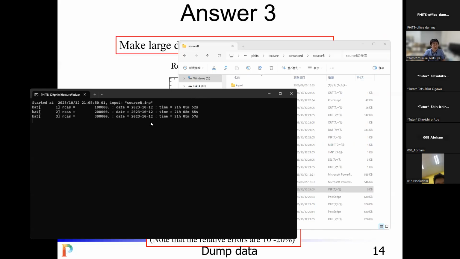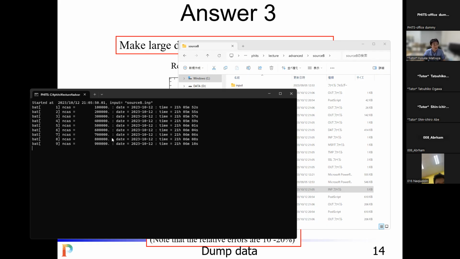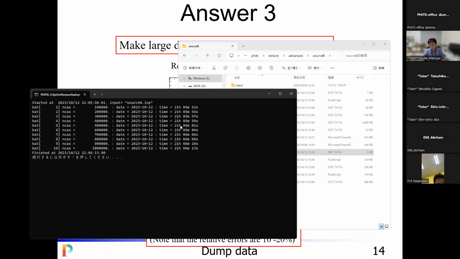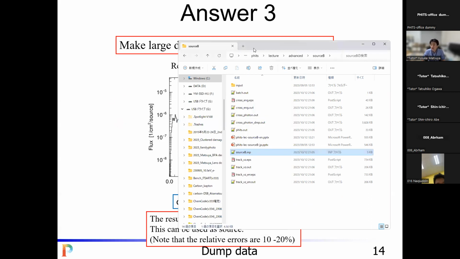Oh, really slow, because the number of simulation particles is increased in this case. So the performance is slow, but completed. Okay, let's see what happened.